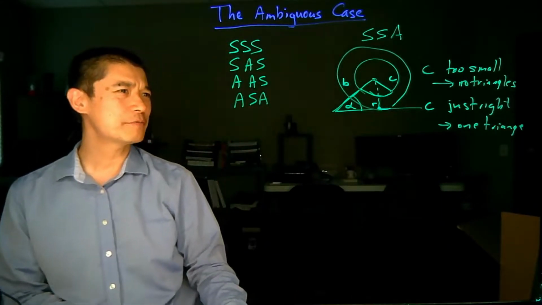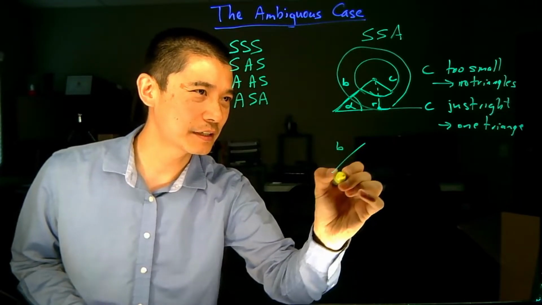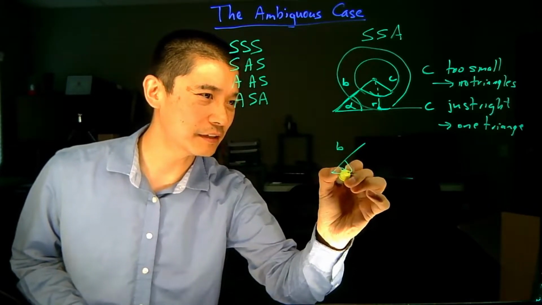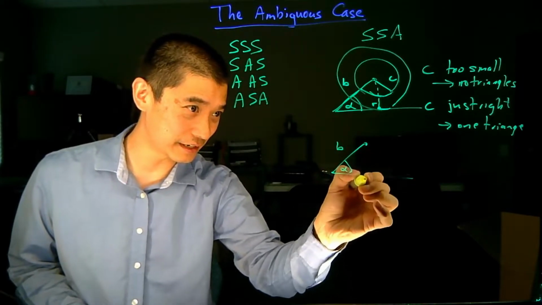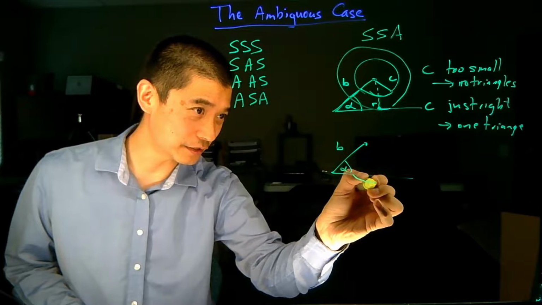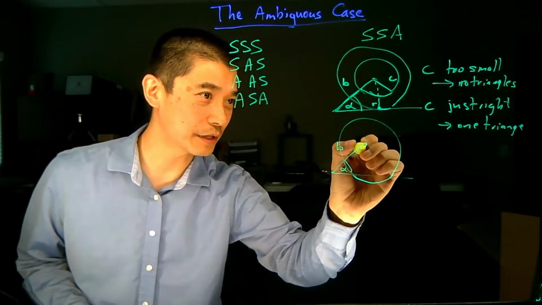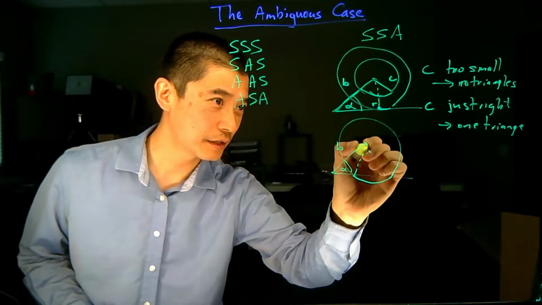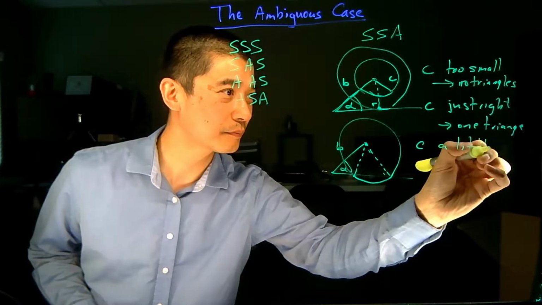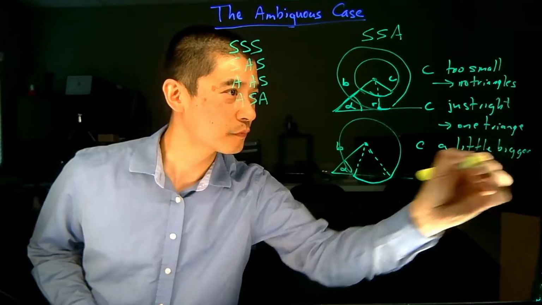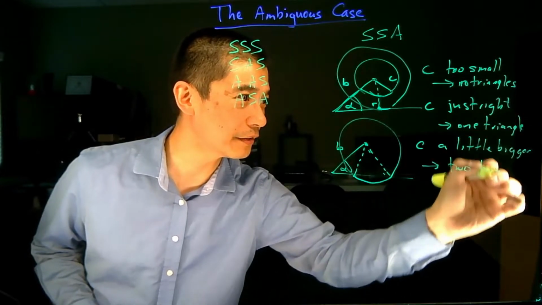Now, what happens if we make c a little bit longer? So let me redraw this picture again. So here's b, here's alpha. And now c is just a little bit longer than the distance from here down to there. So if it's just a little bit longer, you can see that we get 2 triangles. We'll get one going this way, and then one going this way. So c a little bigger leads to 2 triangles.